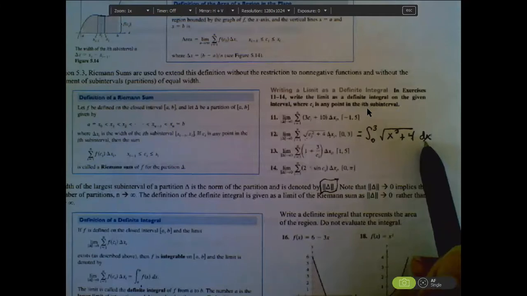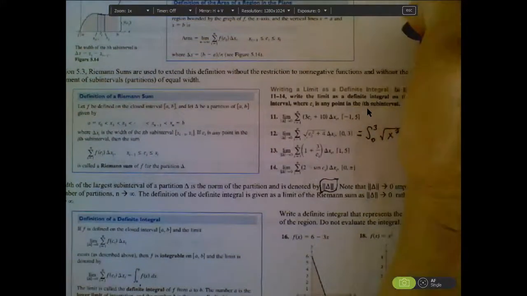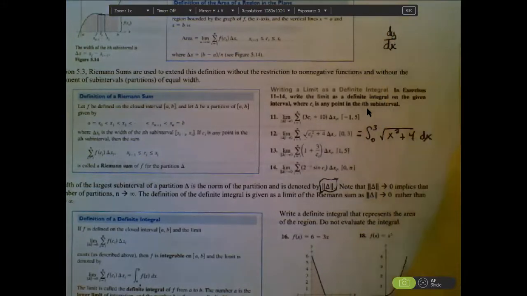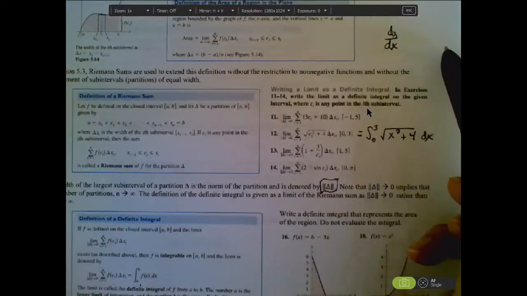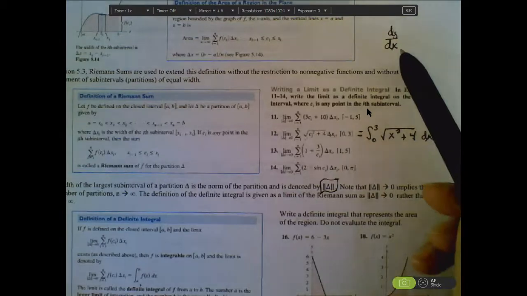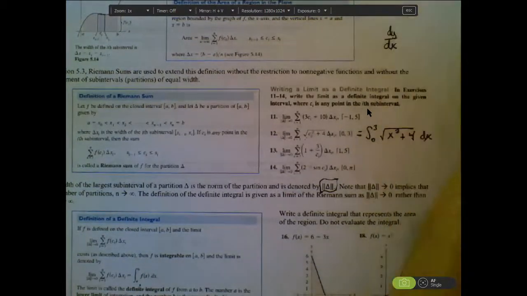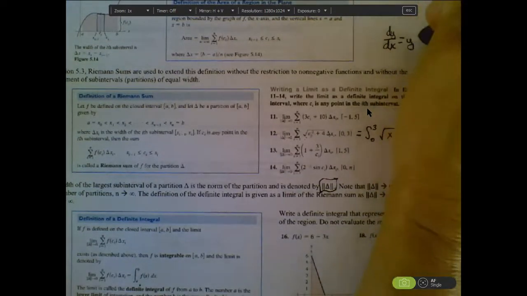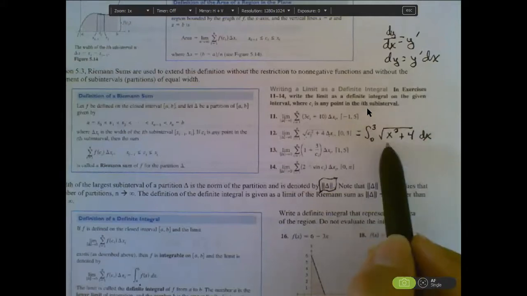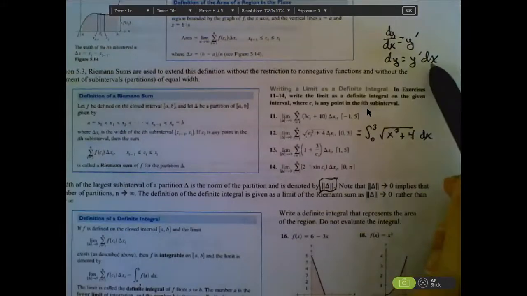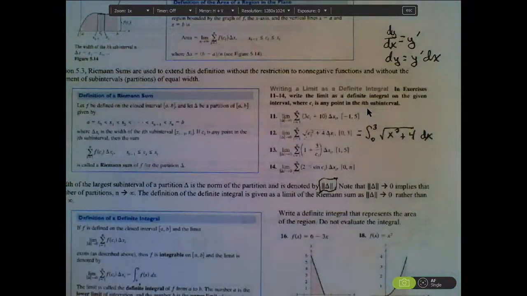In the section where we talked about differentials, we said dy over dx is the derivative of a function, and when you multiply both sides by dx, you have the differential dy equals y prime dx. This is the derivative that I'm going to anti-differentiate, and this is the dx, which is the differential in x.